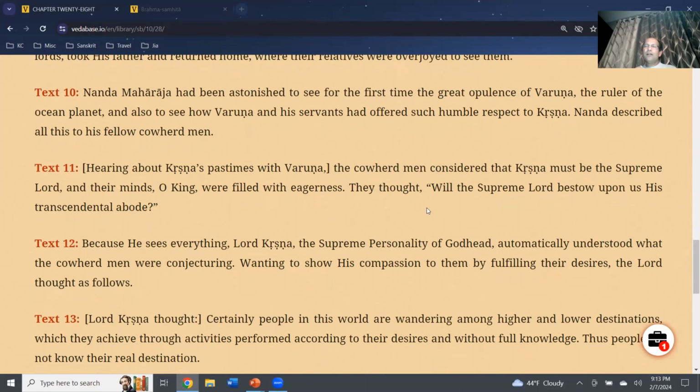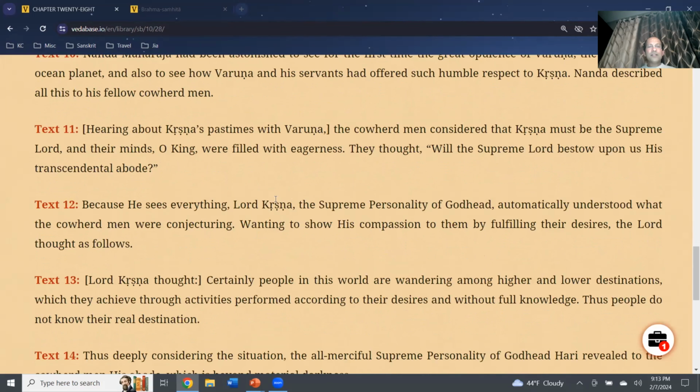So they have a little desire to see his transcendental abode. And then Kṛṣṇa realizes that, because he sees everything. Lord Kṛṣṇa, the Supreme Personality of Godhead, automatically understood what the cowherd men were conjecturing. Wanting to show his compassion to them by fulfilling their desire, the Lord thought as follows. So only by his kripa or compassion can one see his abode.